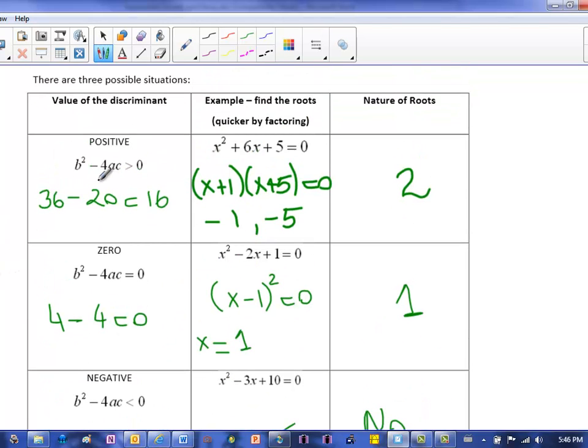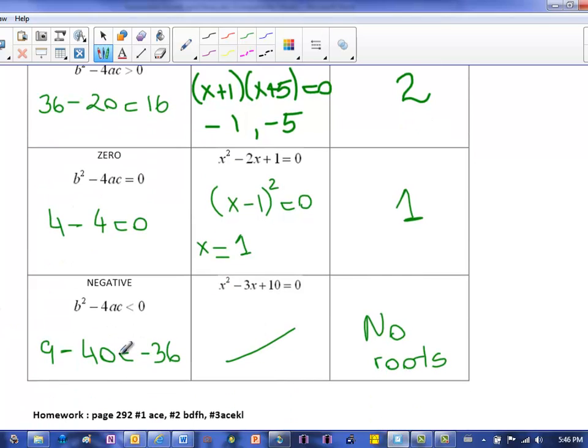So remember, let's review quickly. When the discriminant is positive, you have 2 possible roots. When the discriminant is 0, you only have 1 possible root. And when the discriminant is negative, you have no possible roots.